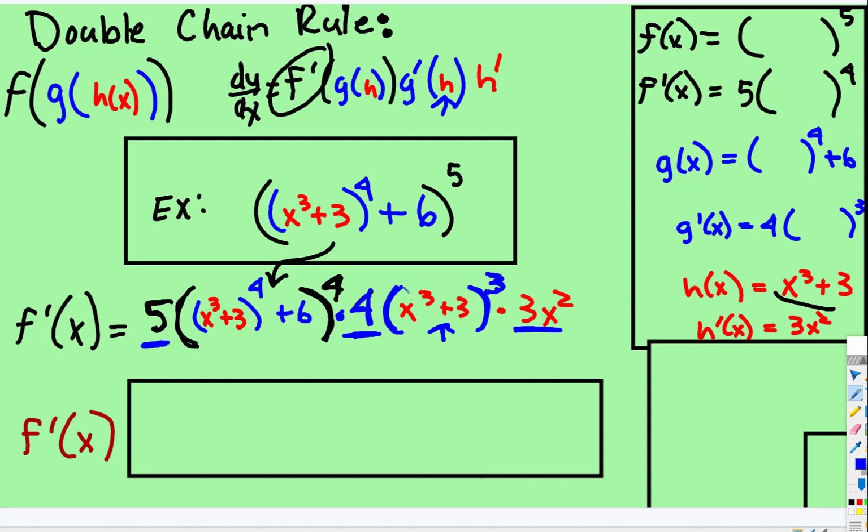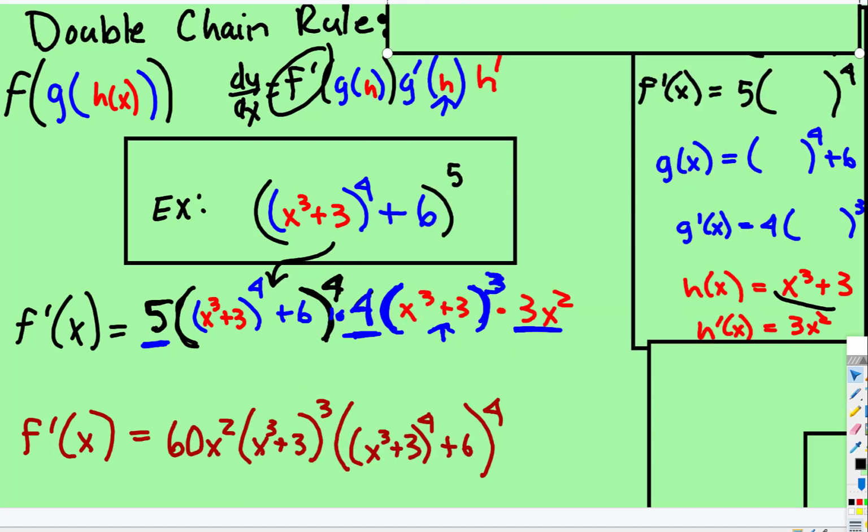And then these other things, I'll probably move this so it's first. It should be in descending order, but that's okay. I rewrote it like this. So 60x squared, x cubed plus 3 cubed, and this other stuff to the fourth. And really, this right here, I could have left it over there.